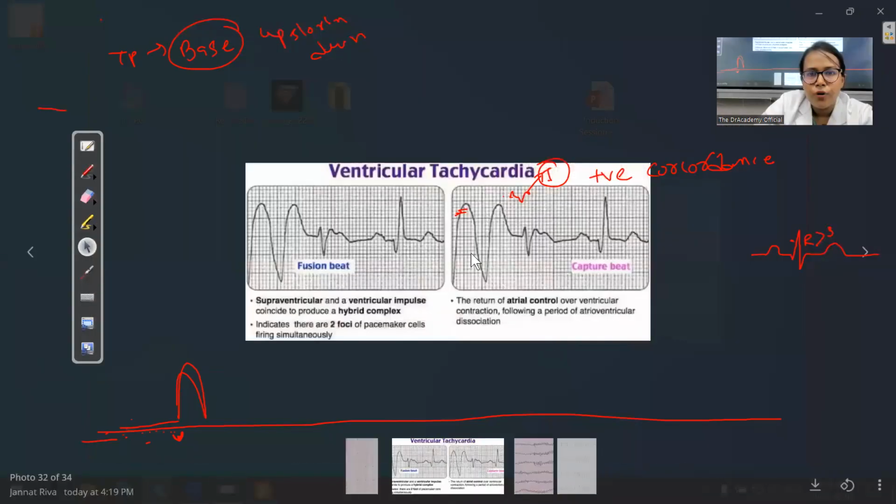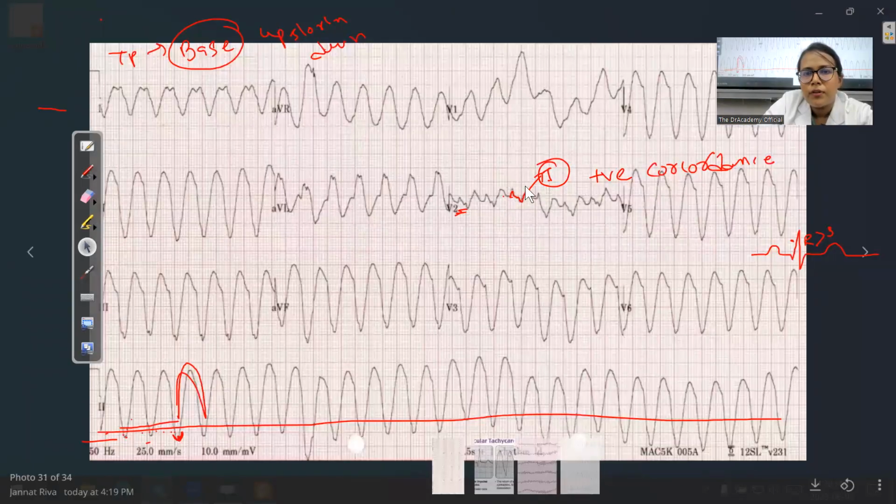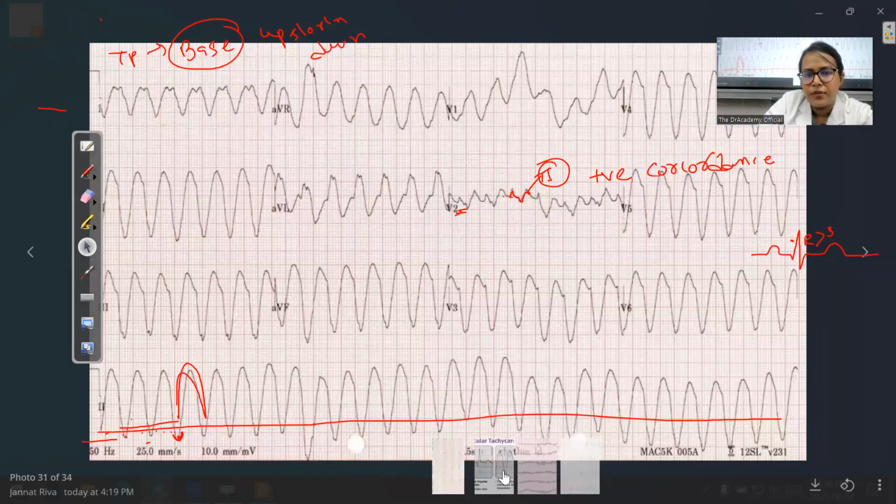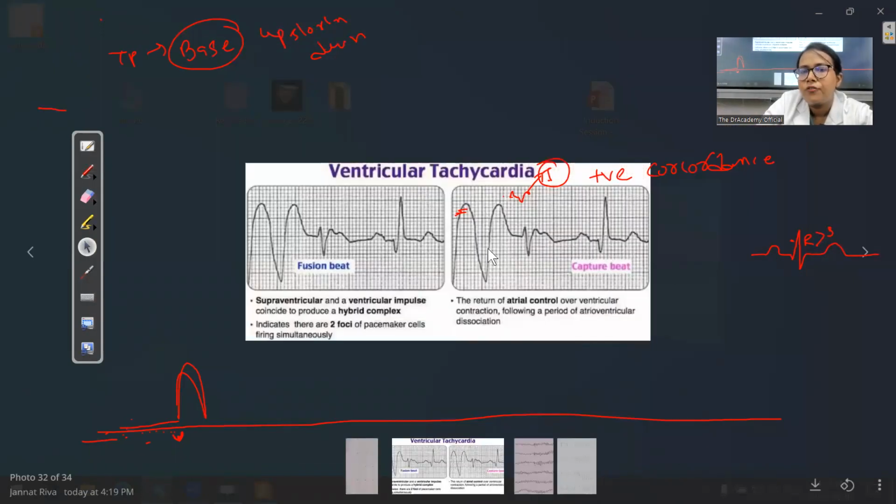Next photo: the pathophysiology of the fusion beat and capture beat is quite difficult, but I will just ask you to have a look at how a fusion beat looks. So here, this is probably the fusion beat, this one. In the previous one there is no capture beat, but a capture beat usually looks like this: after the broad complexes and the fusion beat, there is a normal QRS. That one is usually the capture beat, okay?